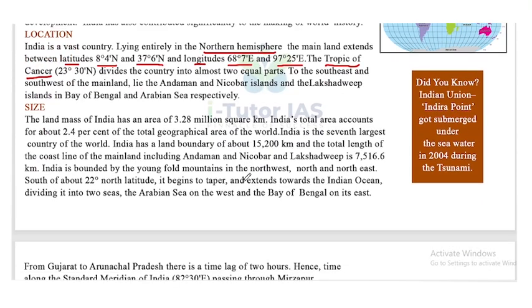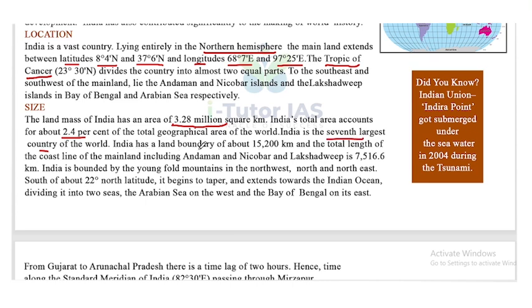Now, size. The landmass of India has an area of 3.28 million square kilometers. India's total area accounts for about 2.4% of the total geographical area of the world. India is the 7th largest country of the world.